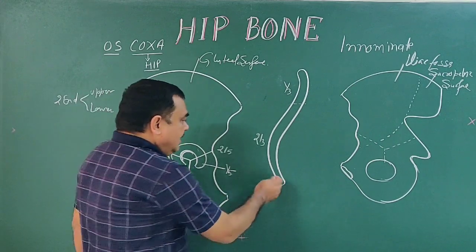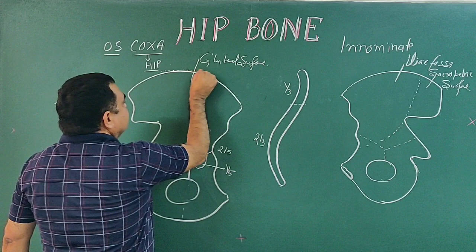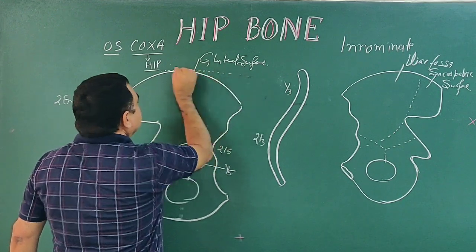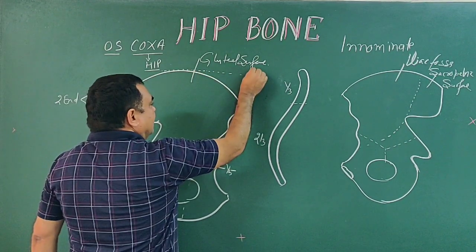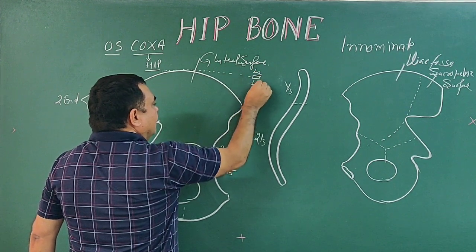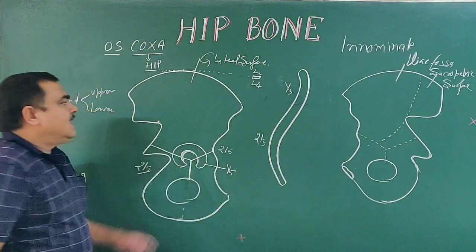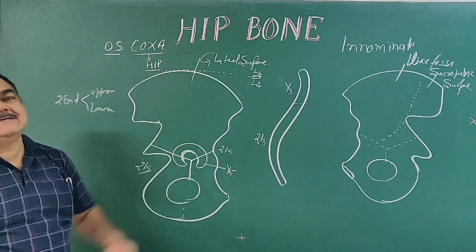If you see this iliac crest, here is the highest point of the iliac crest. It lies between the L3 and L4 vertebra.